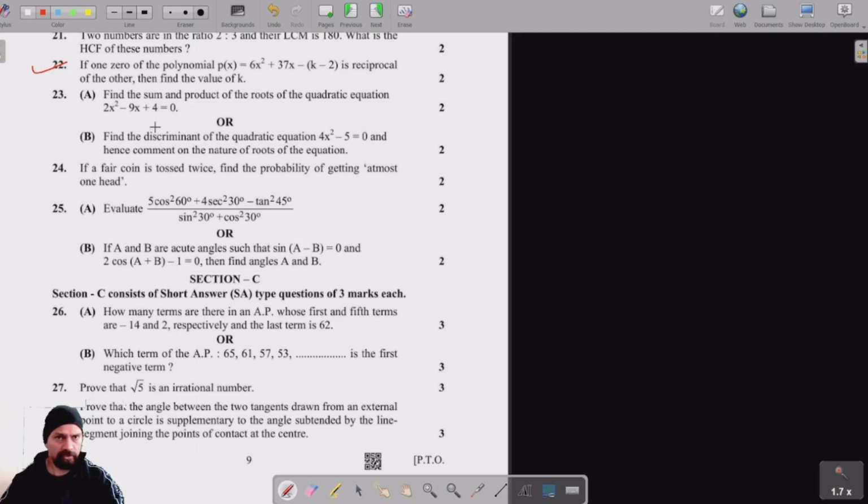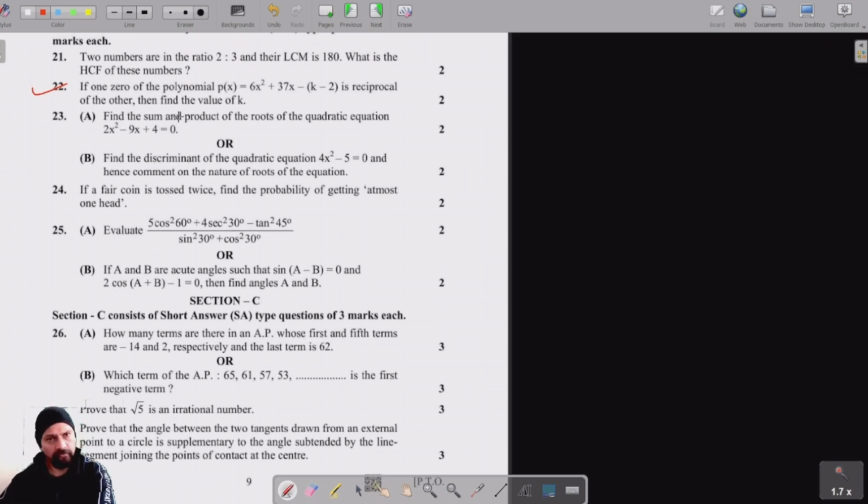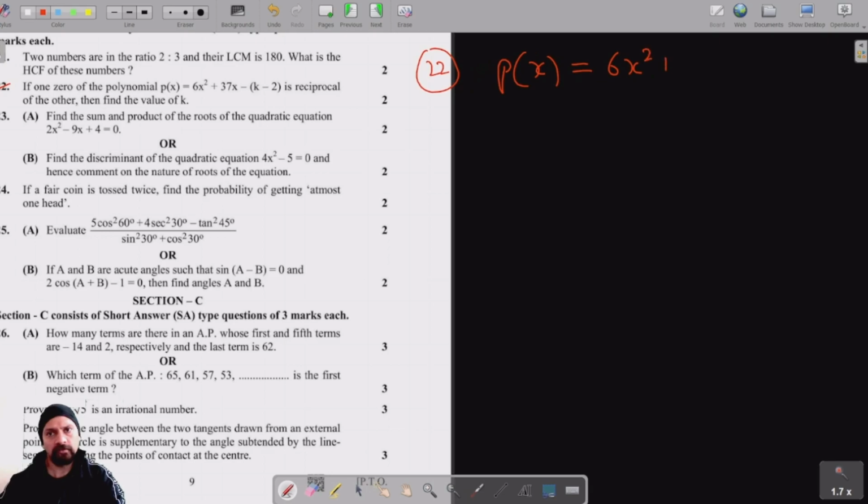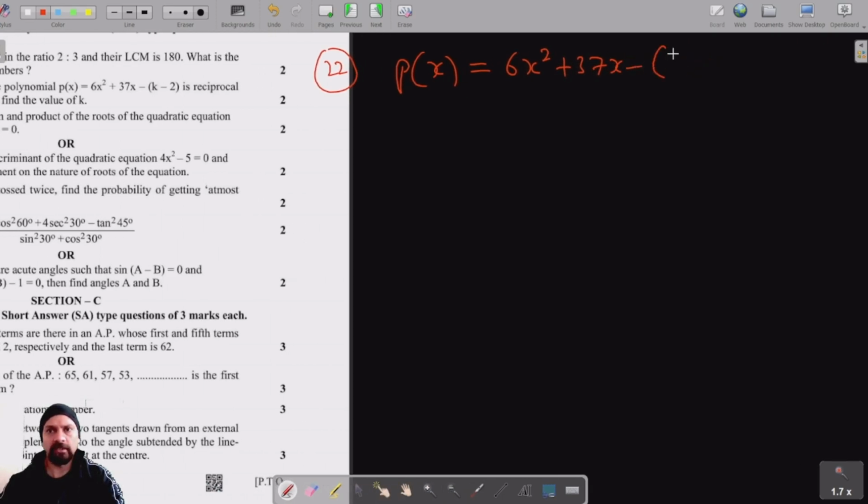Okay, for question number 22, it's given that one of the zeros of the polynomial is the reciprocal of the other. So the given polynomial is p of x equals 6x square plus 37x minus k minus 2. Let's write down the respective coefficients of x square, x and the constant. So a is 6, b is 37, and c is equal to negative of k minus 2.